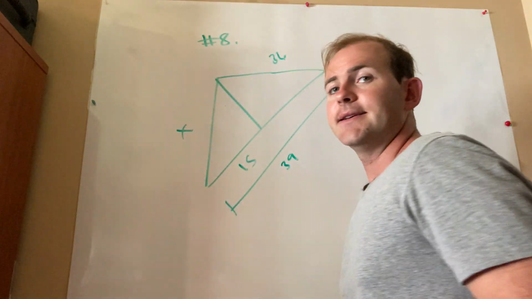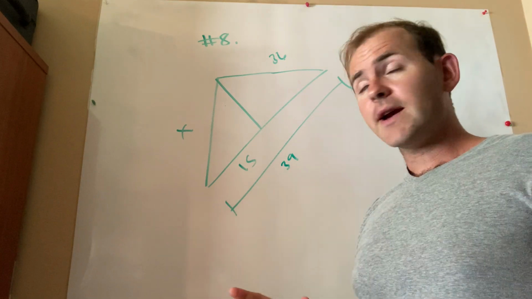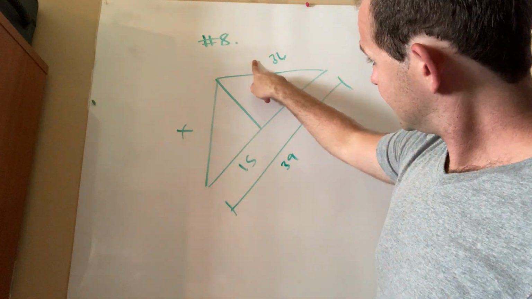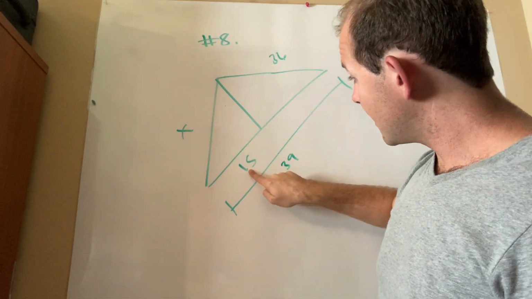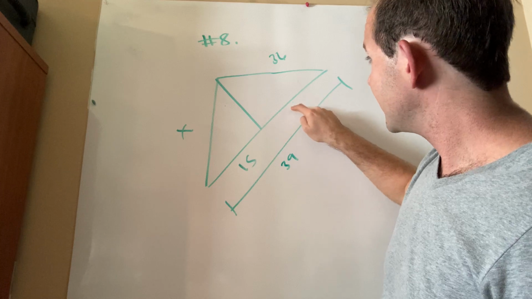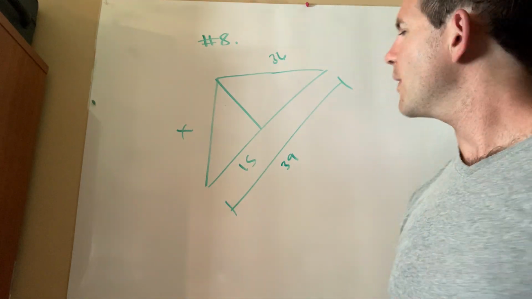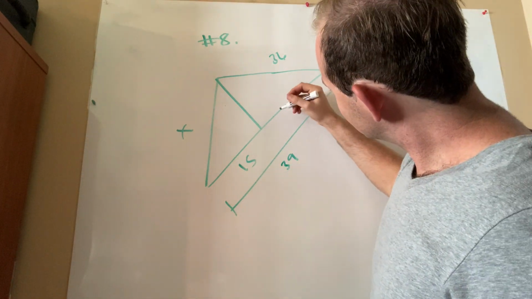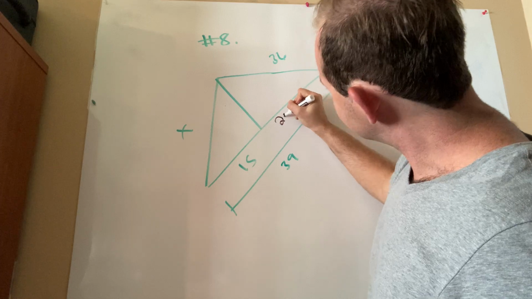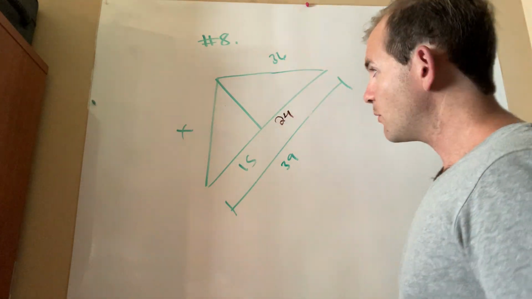All right, guys. So here's what they're saying. They're saying that the ratio of this to this, so in other words, this over this, equals this over this. The problem is I don't yet have a number here. Can anybody think of a way to find out what that length is? Well, 39 minus 15 should give us that length, and that's going to be 24. So with that being said, we're now ready to set up our proportion.